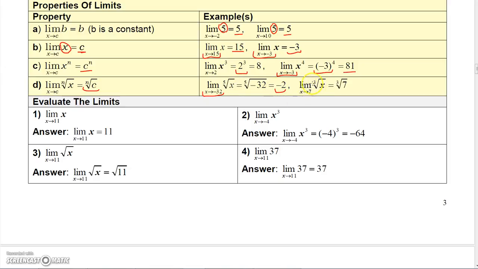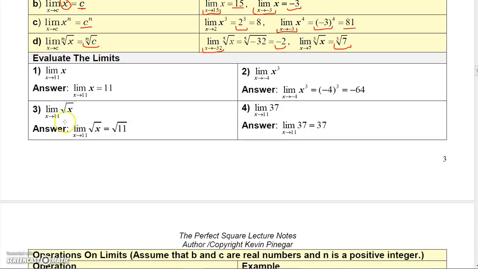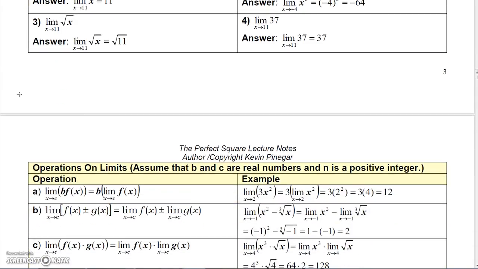Like if I said, what's the limit of the cube root of x as x approaches 7? Well, then that's just the cube root of 7. I mean, of course, it has a decimal approximation, but the exact answer would be cube root of 7. So you can look at these practice limits down here and see if you can evaluate these limits. The answers are given. Freeze the video if you need to, then work the limits and check your answers.